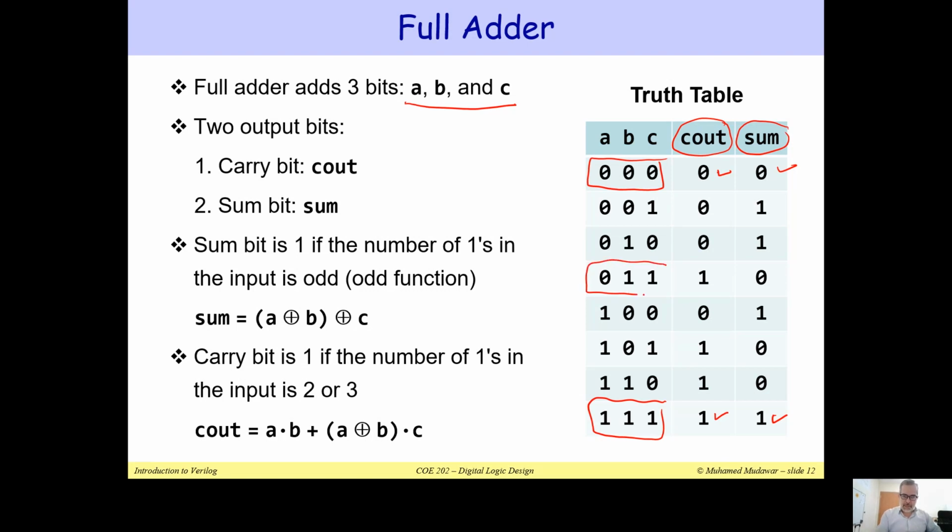Let us say I would like to add 0 plus 1 plus 1, that is 0, 1, 1. So 0 plus 1 plus 1 is 2. So you can see that the sum is equal to 0 and the carry is equal to 1. Okay, so this is how we define this truth table for the full adder. Now, once we have the truth table, what I need is the equations. I need the equation for sum, and I need the equation for cout.